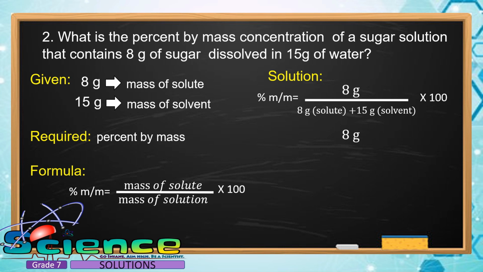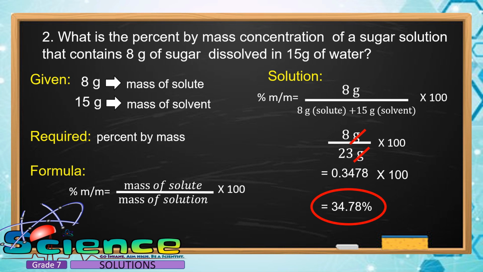Therefore, 8 grams over 8 grams plus 15 grams is equal to 23 grams multiplied by 100. We can now cancel the units. 8 divided by 23 is 0.3478 multiplied by 100. 0.3478 multiplied by 100 is equal to 34.78%. Our final answer.